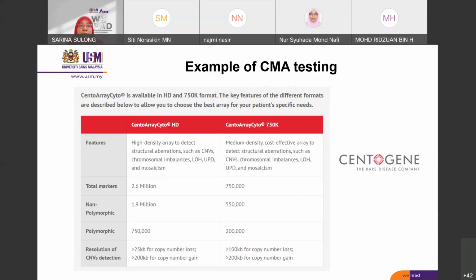And this is another example of CMA testing developed by the Centogene company. This microarray also enables detection of known and novel structural aberrations, such as copy number variations, chromosomal imbalances, regions exhibiting loss of heterozygosity or LOH, uniparental disomy, and also mosaicisms. This is just an example of this array that has been developed by the Centogene company.